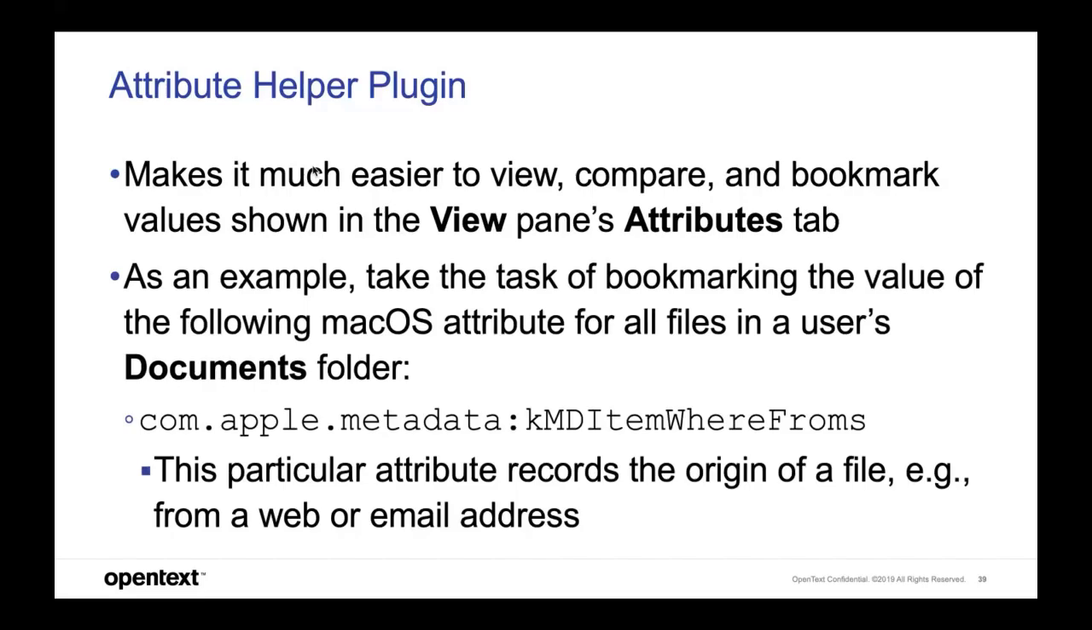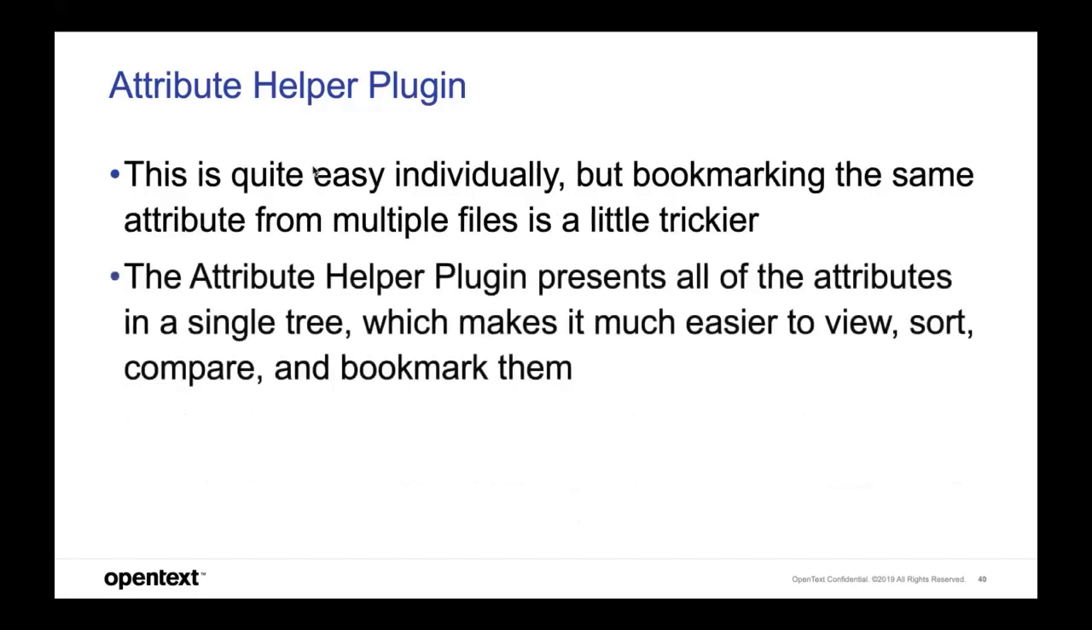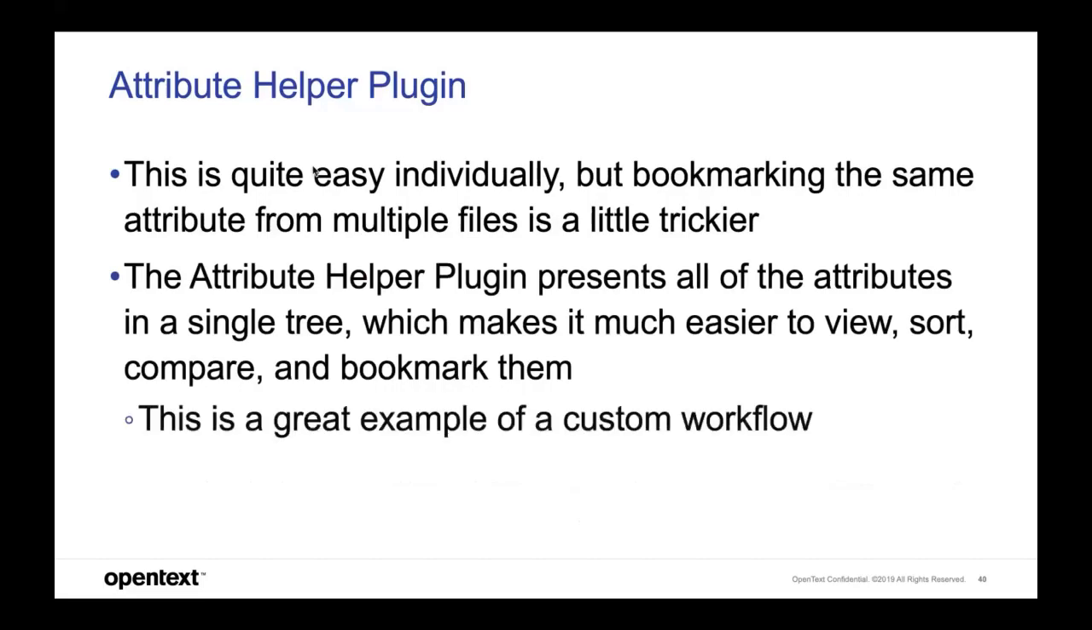What if we wanted to bookmark this value from any file in a user's documents folder? Well, showing only those files that have this attribute can be accomplished using a condition, but bookmarking the value of the attribute from multiple files is a little trickier. The Attribute Helper plugin presents all of the attributes in a single tree, which makes it much easier to view, sort, compare and bookmark them. This is a great example of a custom workflow. Let's have a closer look.